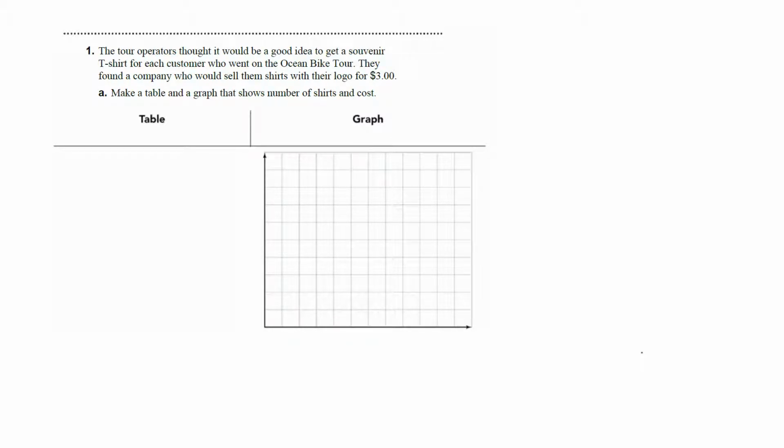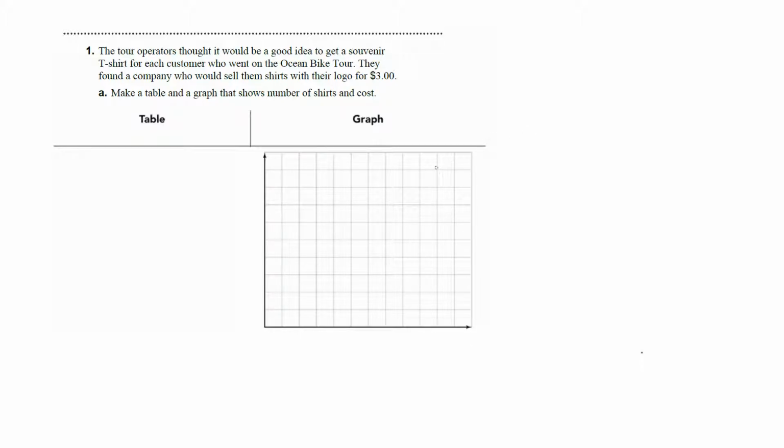The tour operators thought it would be a good idea to get a souvenir t-shirt for each customer who went on the ocean bike tour. They found a company who would sell them shirts with their logo for $3. Make a table and a graph that shows number of shirts and cost.